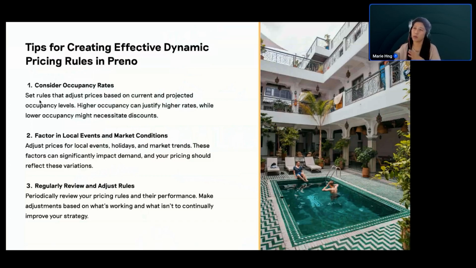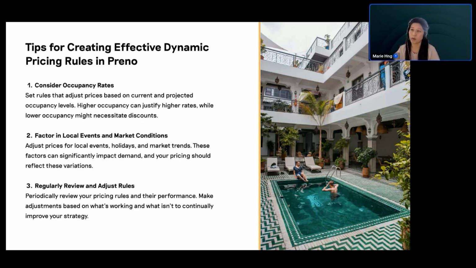As I mentioned before, you want to look at your occupancy rate, so you know this best. So looking at how high is my occupancy in general. One thing to note, if your occupancy is high, you can obviously increase your rates.